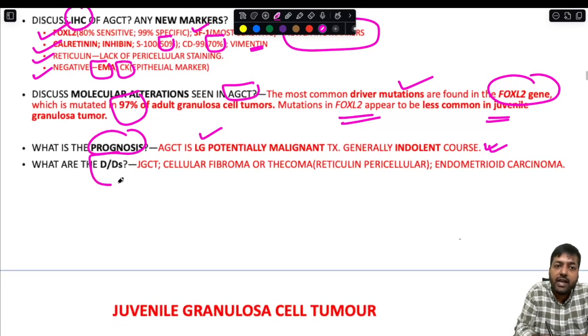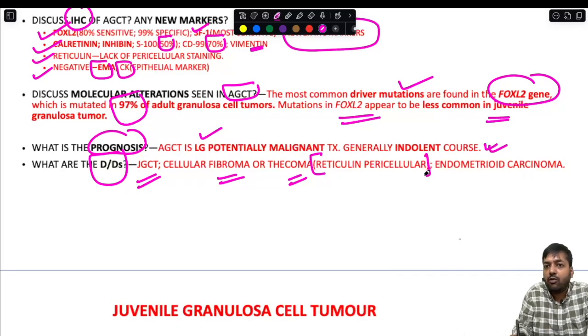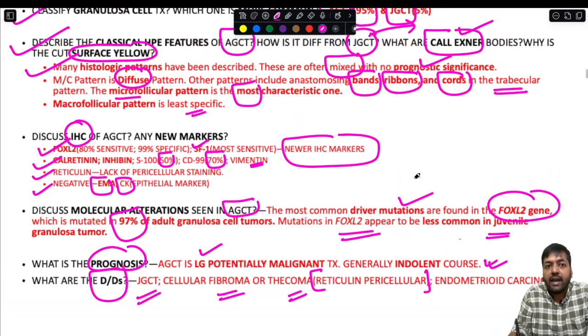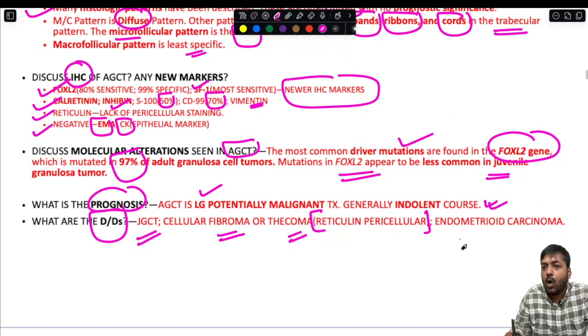What are the differential diagnoses? Number 1 is juvenile granulosa cell tumor. Number 2 is cellular fibroma or thecoma. Remember, in fibroma thecoma, the reticulin staining shows a characteristic pericellular staining, whereas in AGCT there is a lack of this pericellular staining of reticulin. And the last differential diagnosis is endometrioid carcinoma.